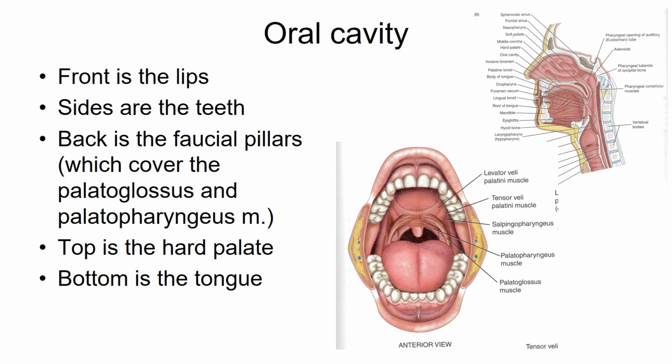Here we have a different view of the oral cavity, such that you might get on an oral inspection looking at an actual person. The front of the oral cavity is at the lips. The sides of the oral cavity are partially defined by the teeth. At the back of the oral cavity, we have the facial pillars, which lie over the palatoglossus and palatopharyngeal muscles. The top of the oral cavity is the hard palate, and the bottom of the oral cavity is the tongue.